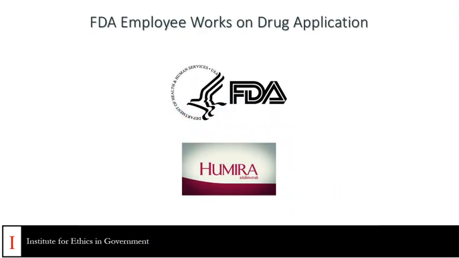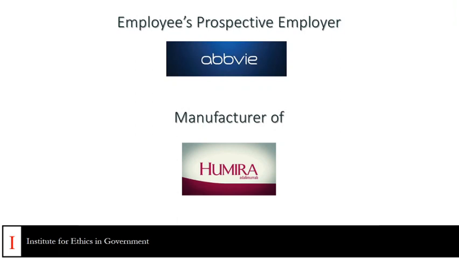So let's look at a very simple example. Let's say we have an FDA employee who works on drug applications. Drug applications are specific party matters. And we're going to talk about one in particular. Let's say the FDA employee participated in a drug approval application for the drug Humira. And the employee tells us that their post-employment activities are likely going to be prospective employment with AbbVie. Now, AbbVie is the pharmaceutical company that manufactures Humira.